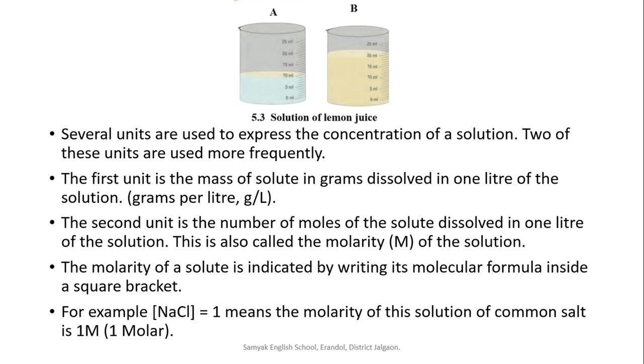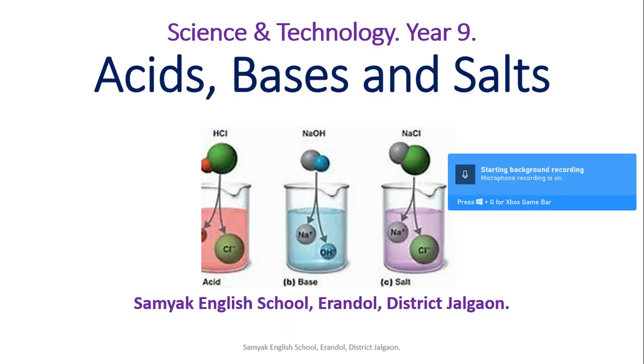The molarity of solute is indicated by writing its molecular formula inside a square bracket. Now look at this, [NaCl] = 1 M. It means the molarity of the solution of common salt is 1 M, that is 1 mole per liter. Now students will learn more details of this technique of measurement of concentration in the next part.